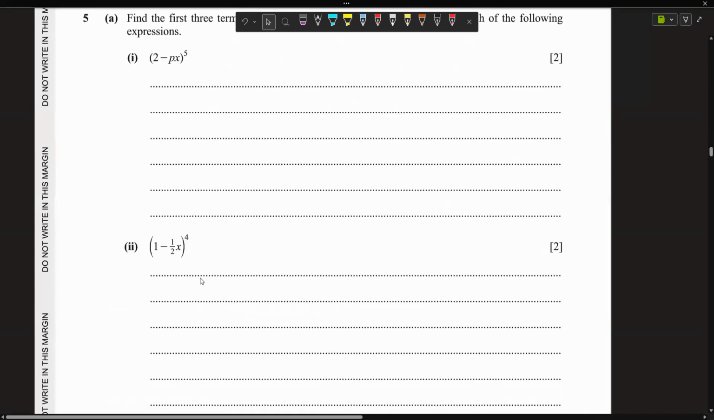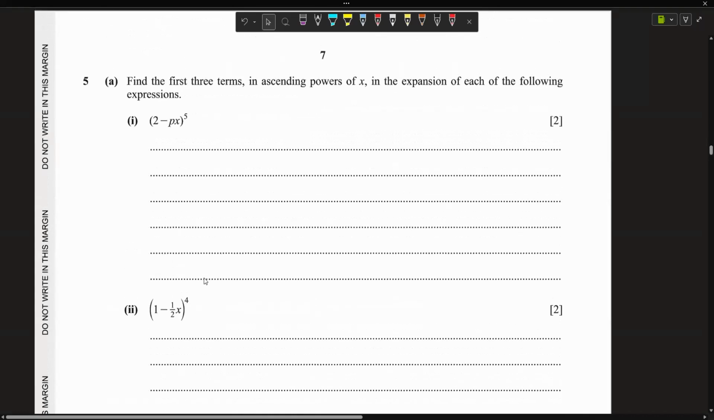So let's move on to question number 5. On part A, it says find the first 3 terms in ascending powers of x in the expansion of each of the following expressions. So that's 2 minus px to the power 5. So key is first 3 terms. All right. So we're going to be making use of the MF19 formula, if you've forgotten it, for expanding binomially.